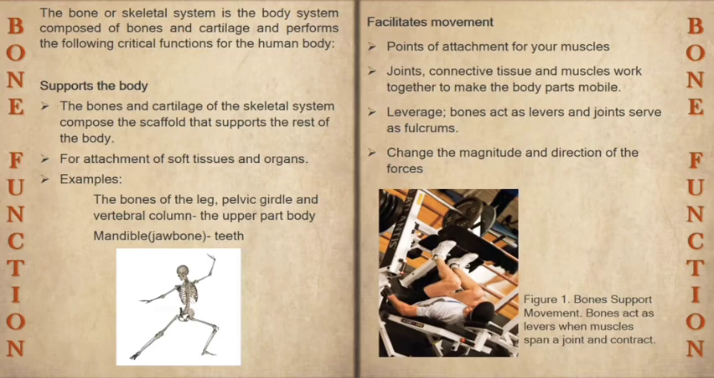So, joints, connective tissue, and muscles work together to make the body parts mobile. The bone also acts as leverage, with the bones as levers and joints serving as fulcrums that can change the magnitude and direction of the forces. By referring to figure 1, we can see how the bones support the movement. The bones act as levers when muscles span a joint and contract. Need to remember, unless our muscle spans a joint and contracts, the bone does not move.